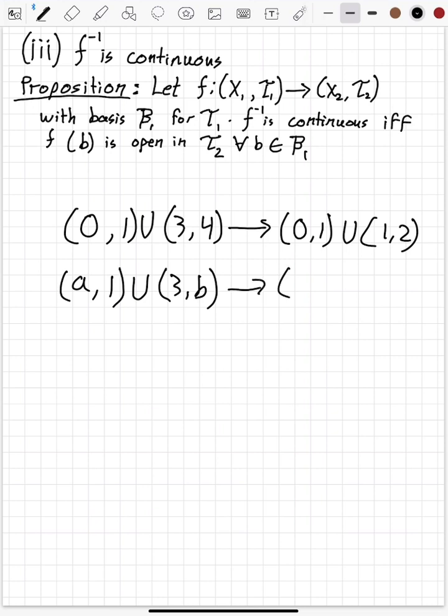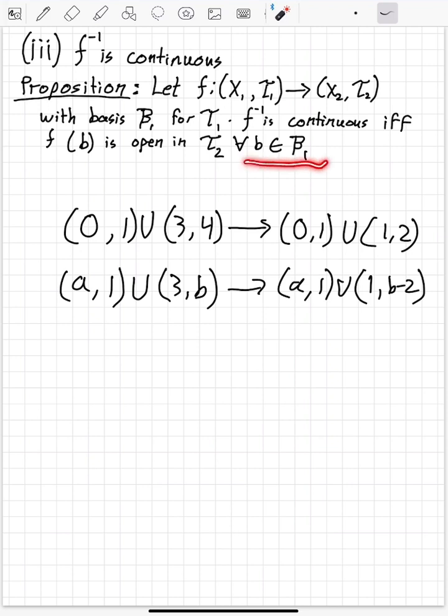Yeah, we know that this will map onto (a, 1) union [1, b minus 2), in which b is greater than 3 and less than 4, so it's going to be a value between 1 and 2, which will be an open set, which is open in tau 2. So we can say that we can generalize this, and we can say that no matter what open interval we take from R, whatever element of the basis that we get, whatever b in beta 1 that we get, we know that f maps that open set onto an open set in tau 2, and because of that, given our proposition, we know that the inverse of f is also continuous.